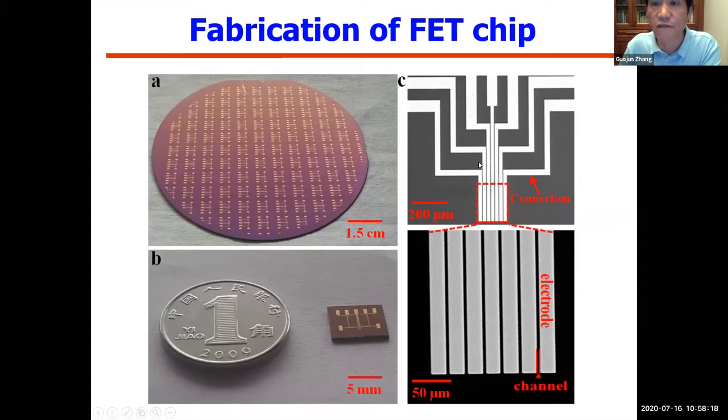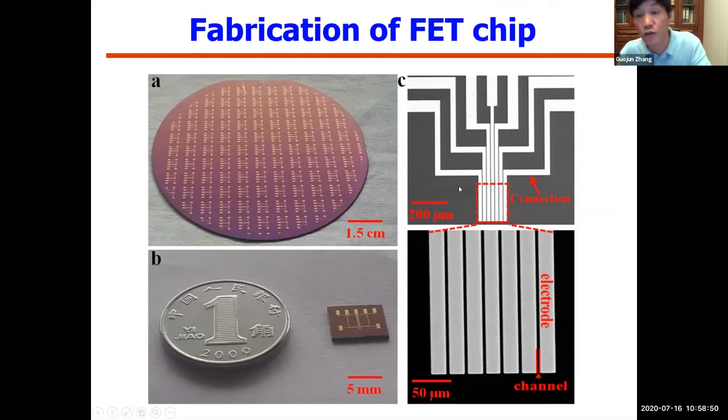Before making the biosensor, the first step is to make the FET chip. This is an optical image of the 4-inch silicon wafer. The FET chips are fabricated on this wafer, and this wafer can make 110 single FET chips. This chip is quite small.